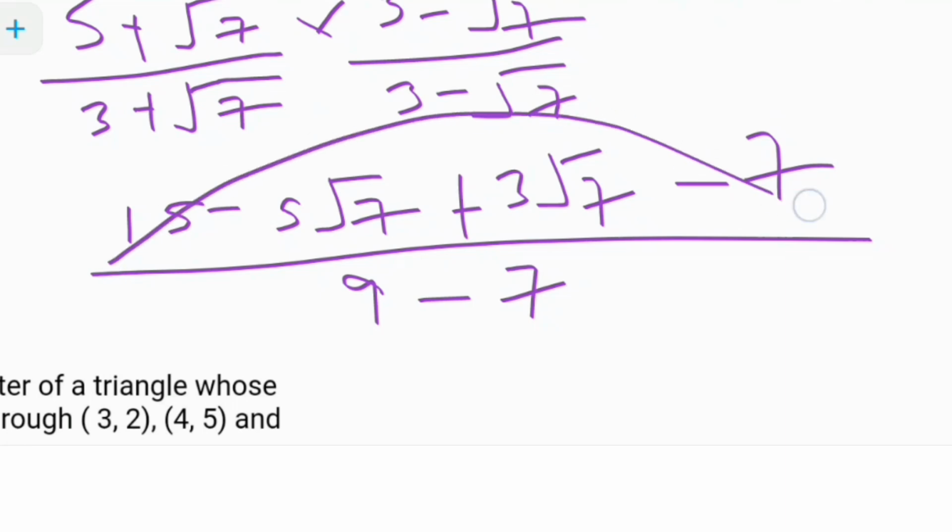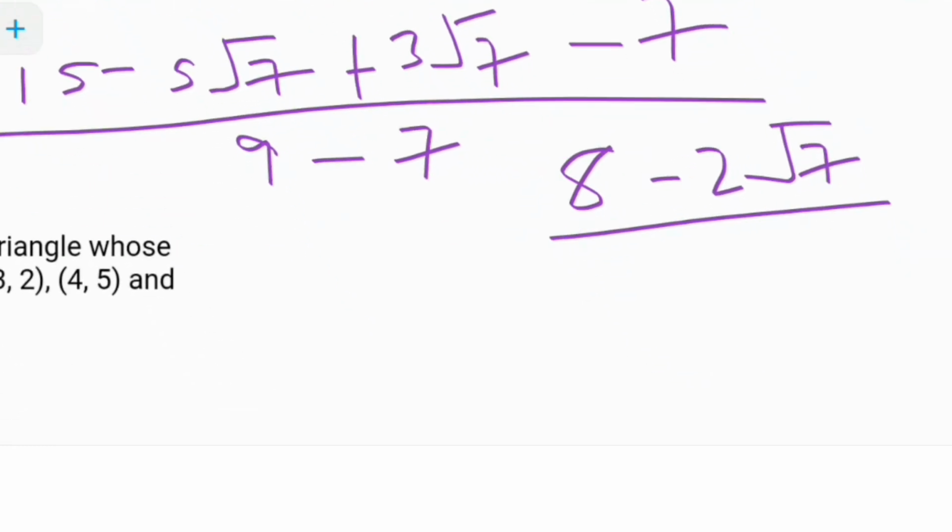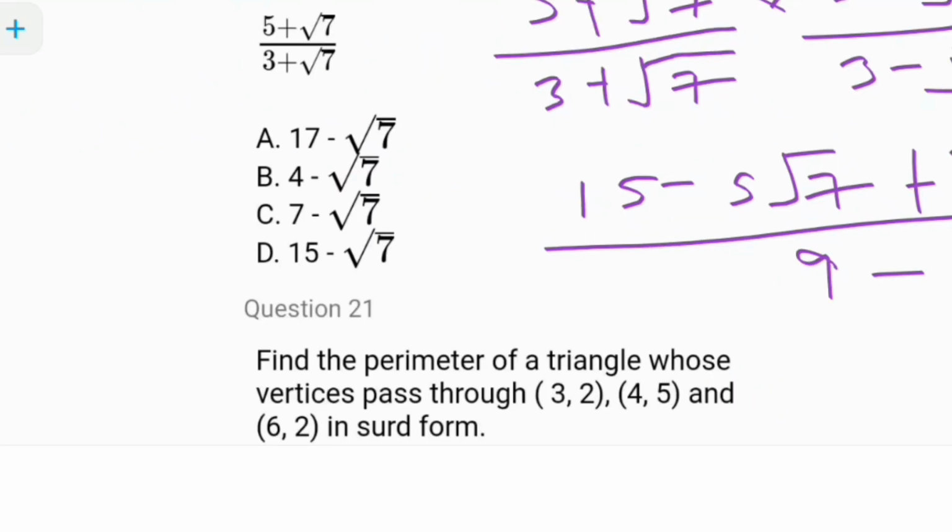Then you have 15 minus 7, that's 8. Then minus 5 root 7 plus 3 root 7 will give you minus 2 root 7. 9 minus 7 is 2. So just put 2 at the bottom. You are dividing this by 2. 2 into 8 gives you 4. Minus 2 root 7 divided by 2 gives you minus root 7. So that will be 4 minus root 7 as the final answer, which is option B.